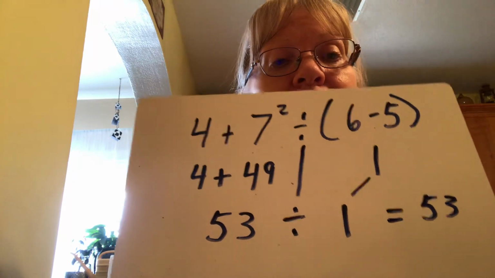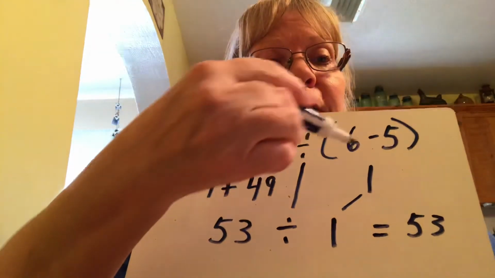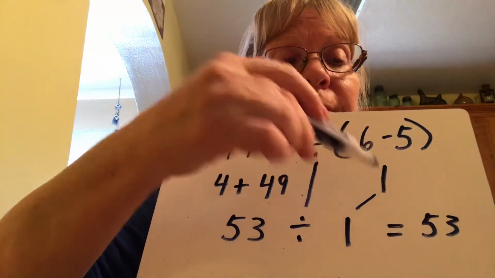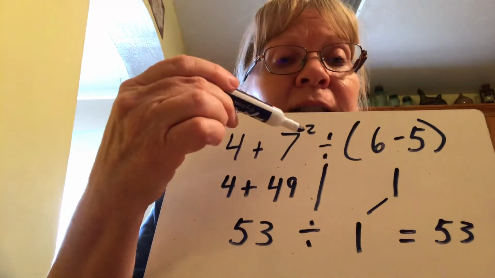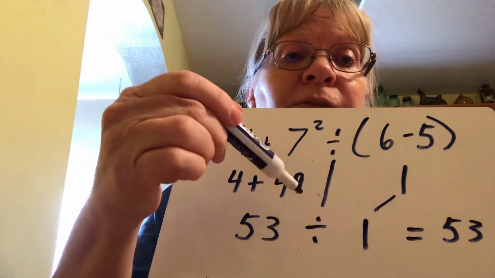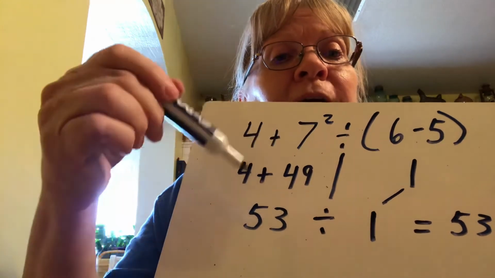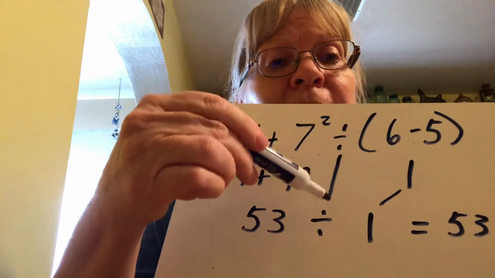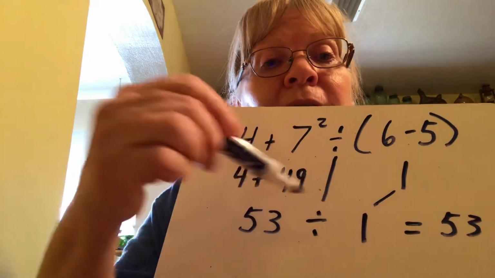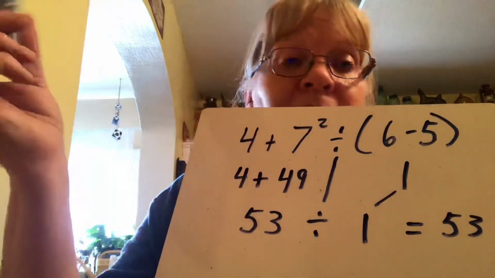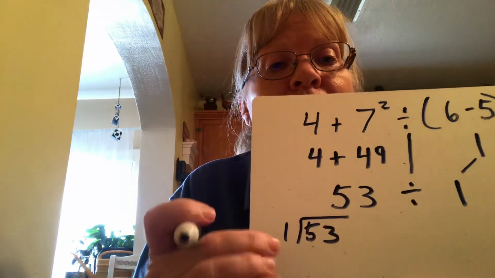Okay? See how, first I did this. 6 minus 5 is 1. Then I did the exponent. 7 to the second power, 7 times 7, which is 49. So I brought that down. I brought the 4 down. Added 4 plus 49 equals 53. Brought down my division sign. Brought down the 1. 53 divided by 1 is 53. Because that's the same as 53 divided by 1. That's what it would look like. And 1 is going to go into 53 times.